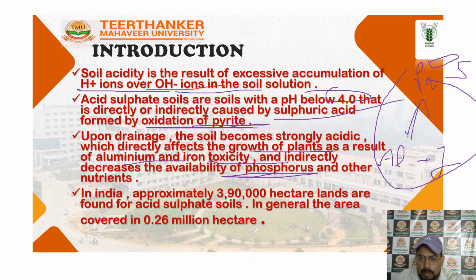In India, approximately 390,000 hectares of land are found as acid sulfate soil, and generally the affected area covers 0.25 million hectares. Of the total area of 3.2 million hectares, only 2.6 million hectares are covered.